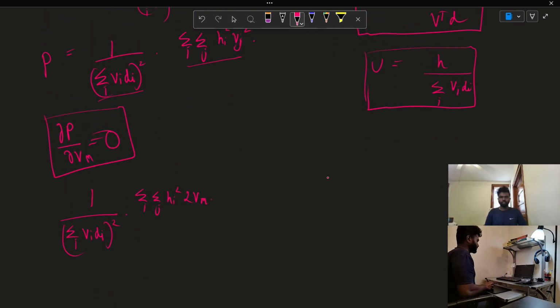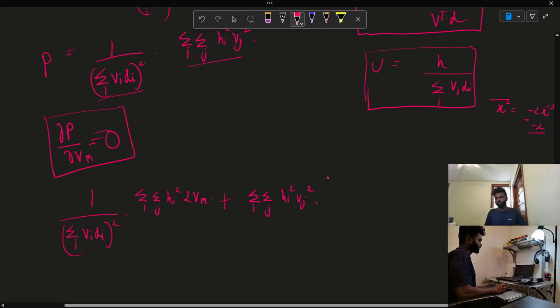Plus, now we'll keep the numerator as constant, this term as constant: summation over i, summation over j of h_i squared v_j squared, multiplied by this. As you know, the derivative of a term like 1 by x squared, that is x to the power minus 2, would be minus 2 times x to the power minus 3, which is minus 2 by x to the power 3. This we know as the basics.